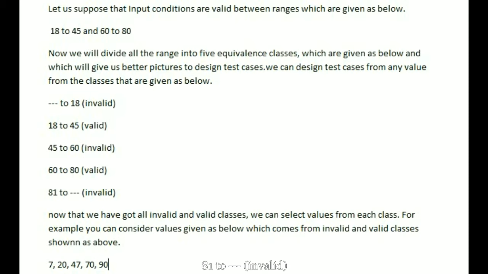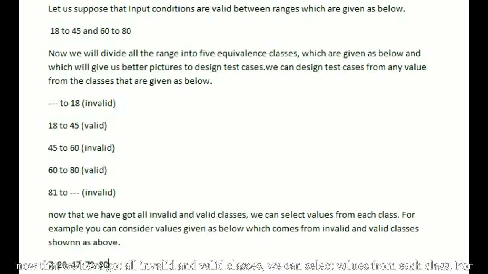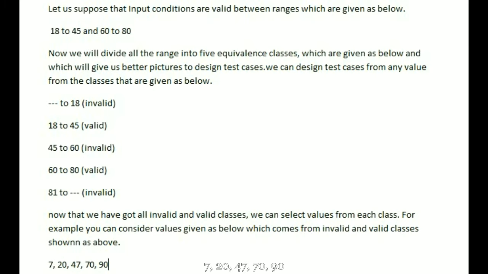Now that we have all valid and invalid classes, we can select values from each class. For example, you can consider values given as below, which come from invalid and valid classes, like 7, 20, 47, 70.